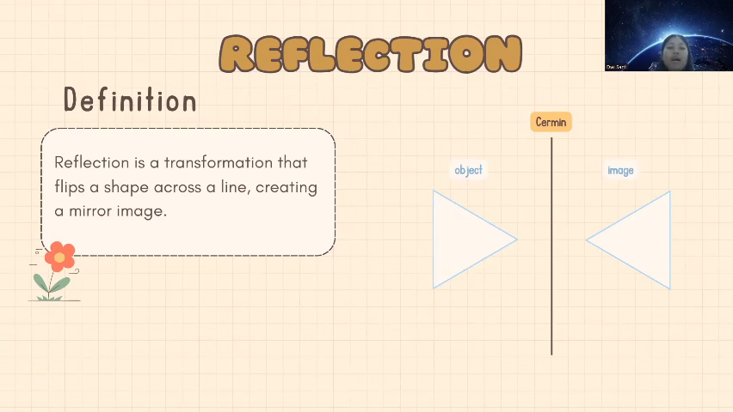Next, type 2: reflection, or pencerminan. Definition: reflection is a transformation that flips a shape across a line, creating a mirror image. The key rule here is that the image and the pre-image have the same distance from the line of reflection, but they are positioned on opposite sides.